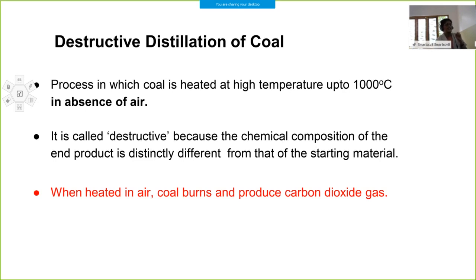Now why is it called destructive? Why this word destructive? It is because the chemical composition of the final product you are getting is completely different from that of the starting material. The compounds you are getting from coal have totally different chemical composition, and they behave totally differently from the starting substance, that is coal. That is why you call it destructive distillation of coal.